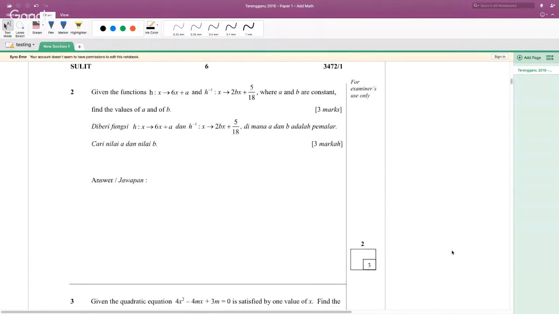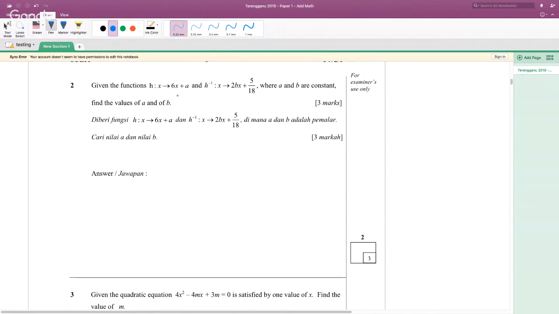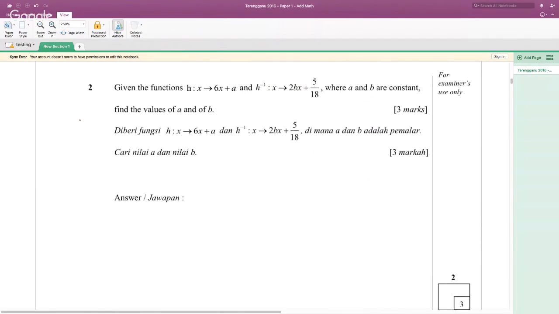Okay, let's move on to the second question. Given that the function h(x) equals 6x plus a and h inverse of x equals (2bx plus 5) over a. For this kind of question, the first thing that comes to my mind is to make both of them become h(x), or make both of them become h inverse of x. Then you do the comparison. I'm trying to make it slightly bigger, maybe 250%. I guess making this one into h inverse of x will be easier.